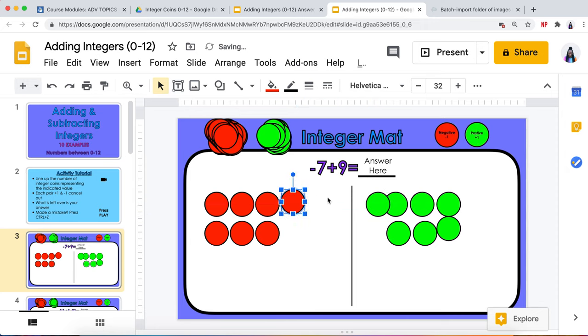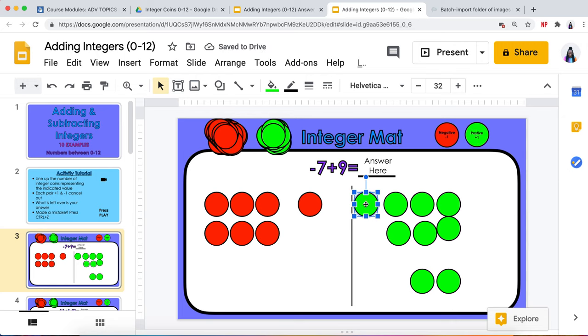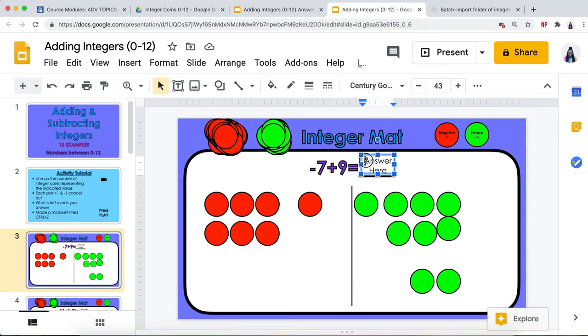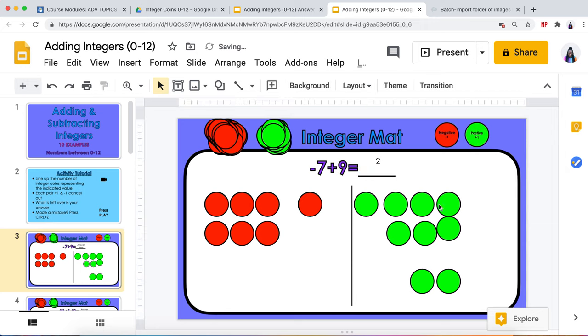So what's left over on this side would be 2. So I have 7 positives for every 7 negatives. And then what's left over is these two here. And because they're green, the two left over would be my answer. And my answer would be +2.